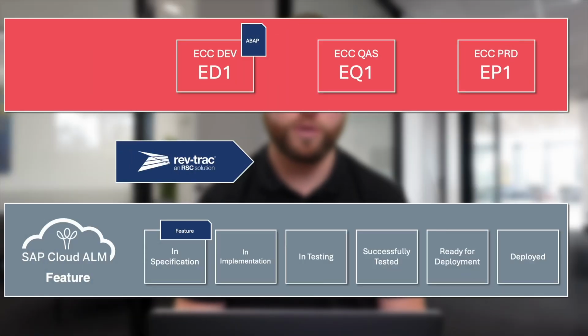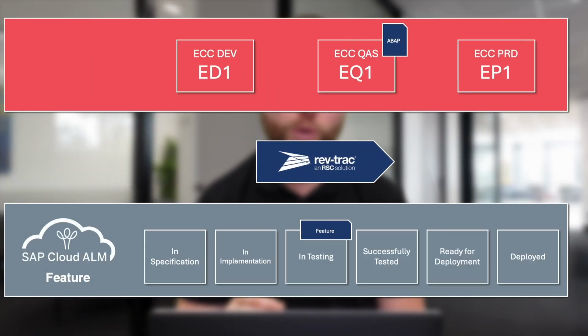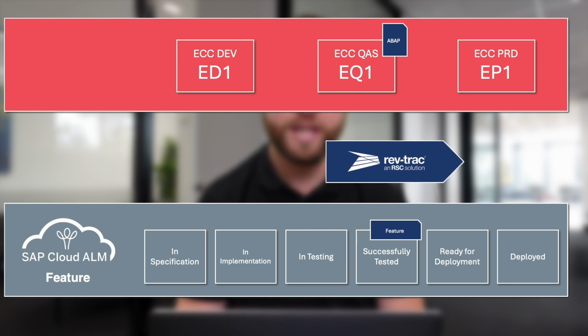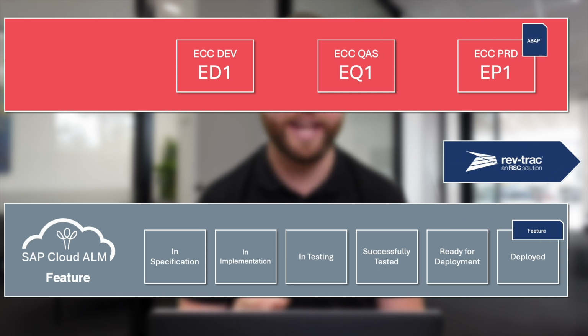This integration empowers stakeholders with full oversight of change progress, reducing manual tasks and ensuring that projects stay on track. In this demonstration, we'll be using Rev-Trac to migrate a change through a landscape consisting of an ED1 development, EQ1 quality, and EP1 production system, all while synchronizing statuses of an automatically created and updated Cloud ALM feature for full traceability of change.